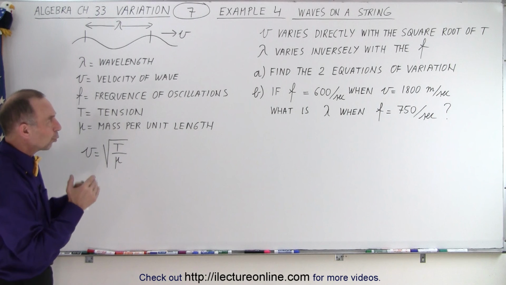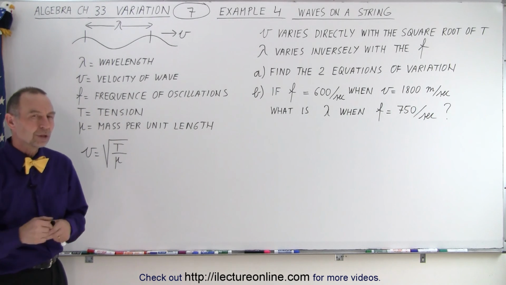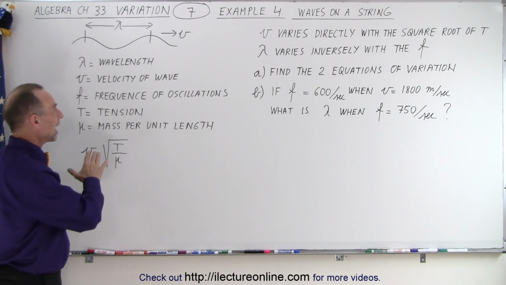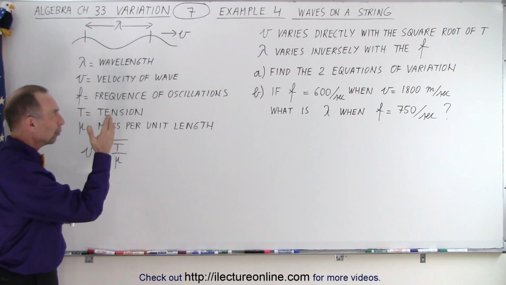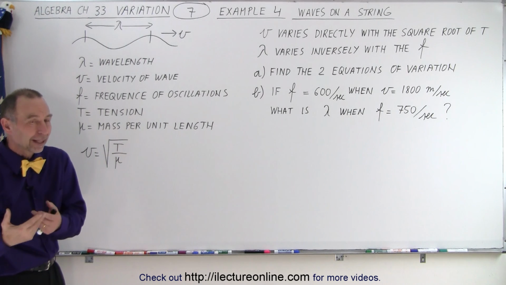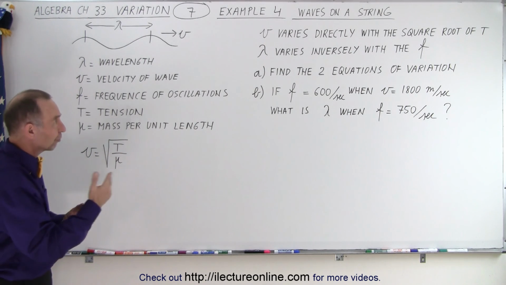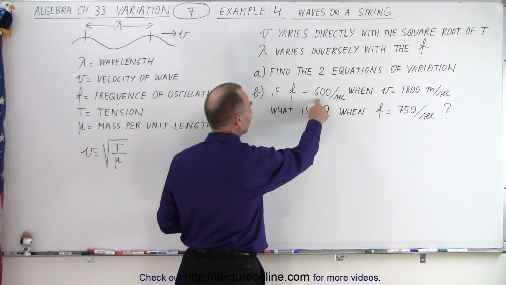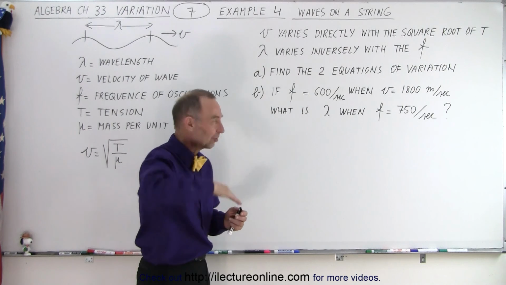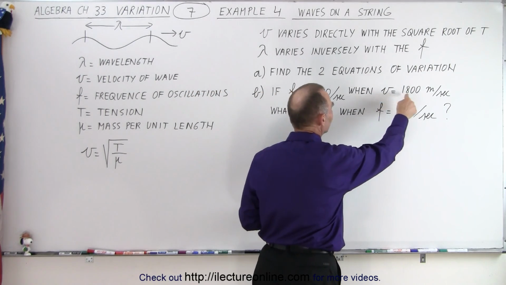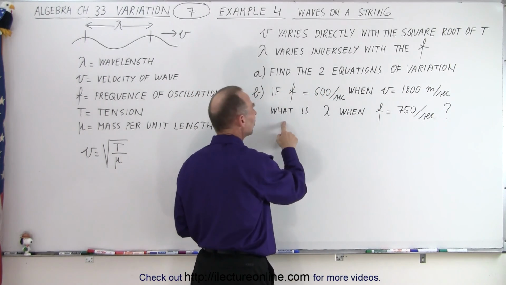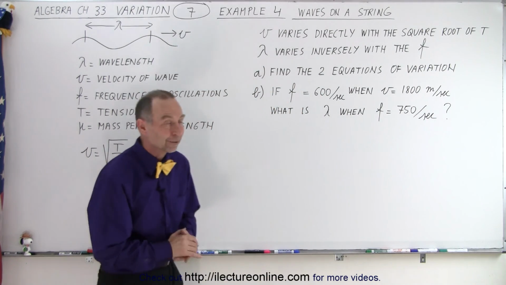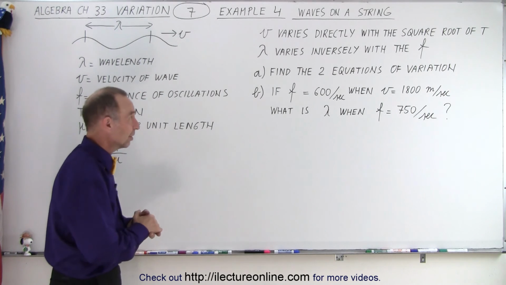And then they also tell us that the wavelength varies inversely with the frequency. So they want us to find both equations, the equation where v varies with T, and the wavelength lambda, that's the Greek letter lambda, varying inversely with the frequency f. And then they give us, if the wave goes up and down 600 times per second, when the velocity is 1800 meters per second, what is the wavelength when the frequency is 750 times per second? All right, so there are a lot of things here we have to figure out.